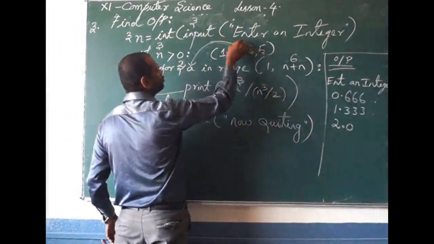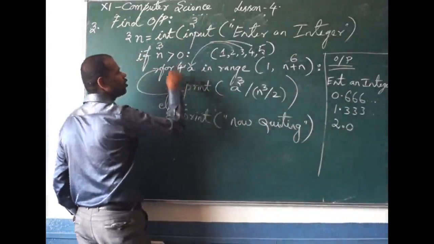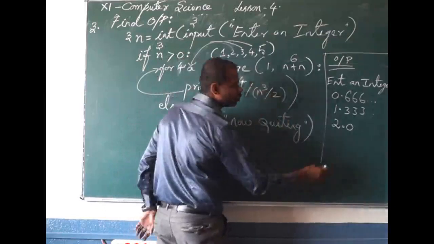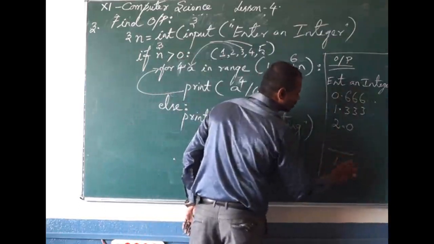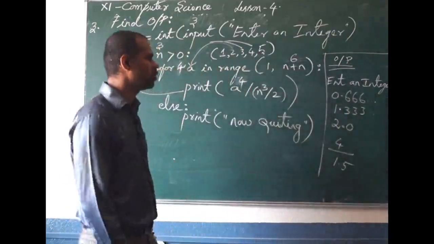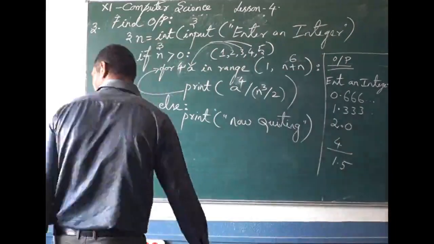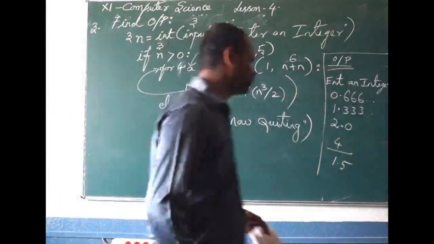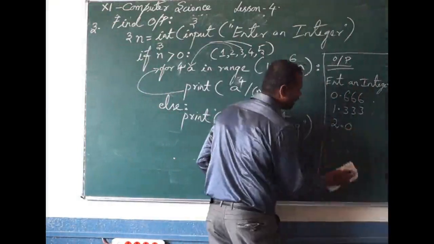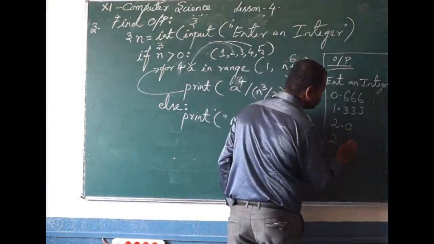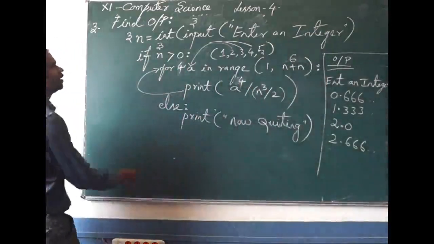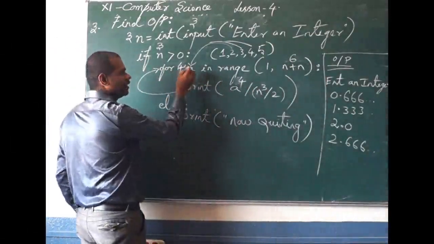Then once again it will go to the next round. It will receive the value 4. So A's value is 4 now. Above the A you have to write 4. Always the denominator is 1.5. So 4 by 1.5, what is the answer? It is 2.666. 4 by 1.5, the answer is 2.666.